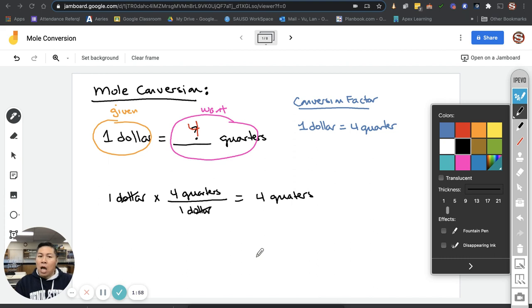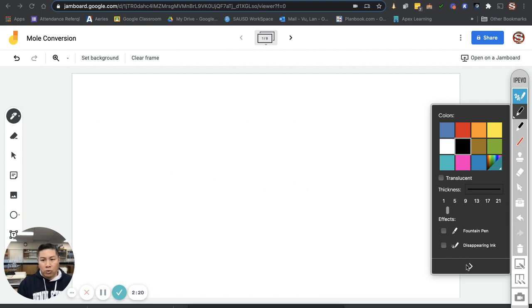Okay. So what we're going to do today is we're going to do mole conversion, which means we're going to convert moles into mass, from mass into volume, volume into the number of particles. And what we need is we need to know what the given is, what we want, and we need to know these conversion factors. All right. So here are the conversion factors for moles.